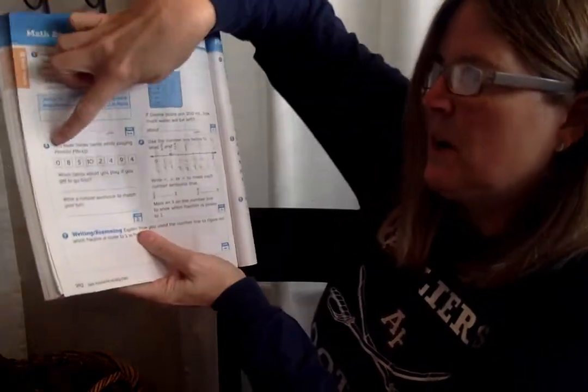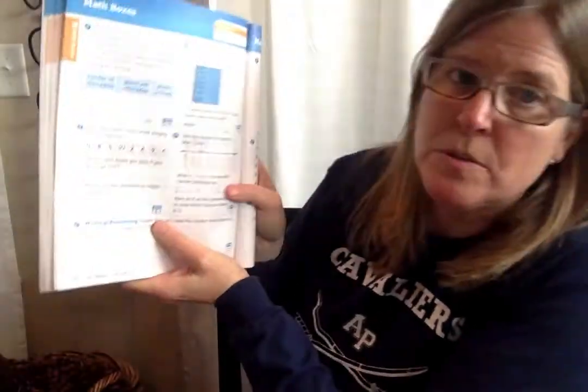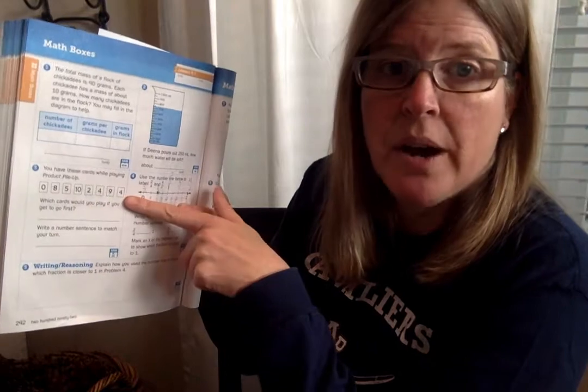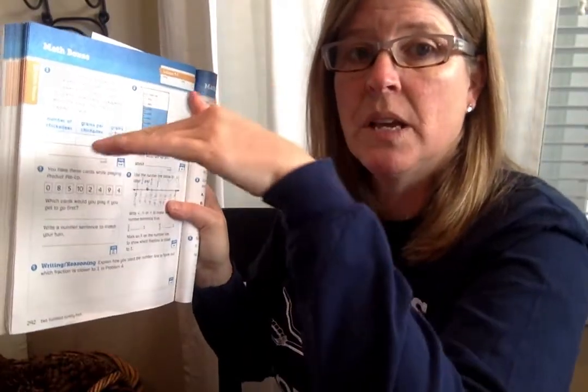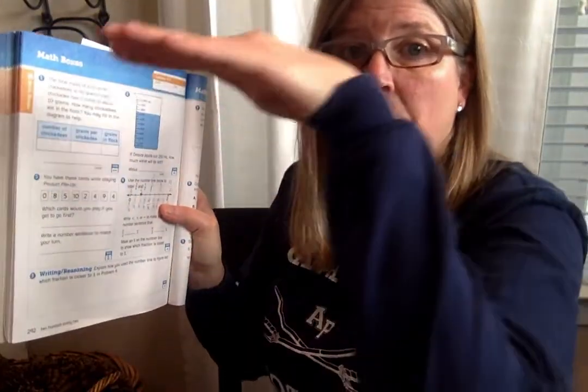Really quickly, I'm going to tell you that for number 3, it says you have these cards while playing product pileup. And if you watched my video and played the game already, you know the strategy for product pileup is starting with the smallest factors you can find, and finding the smallest product that those factors make. Because you're going to need to keep finding larger and larger products to keep piling up on top of your partner, finding one product that's higher than their product.